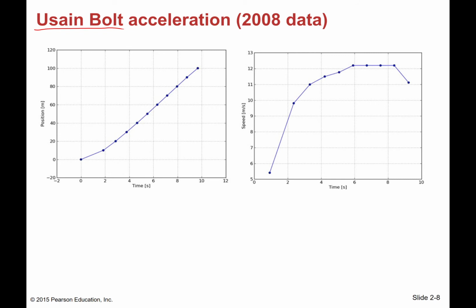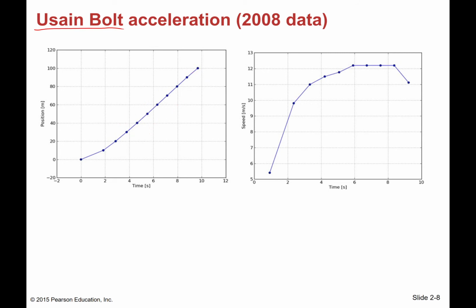So let's see what these graphs are telling us. He starts from 0, the position, and then you can see that there is this bending here, and then it becomes a straight line. So in this segment here, the speed is pretty much constant, right? So this is the top speed. He reaches his top speed at about probably 3.5 seconds, and then it stays there.